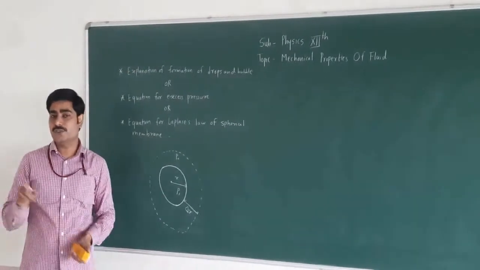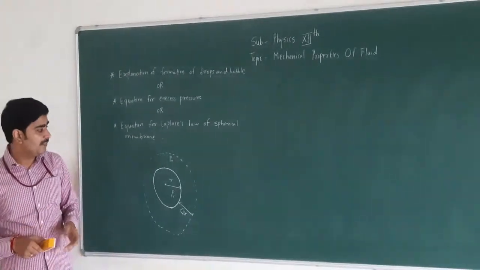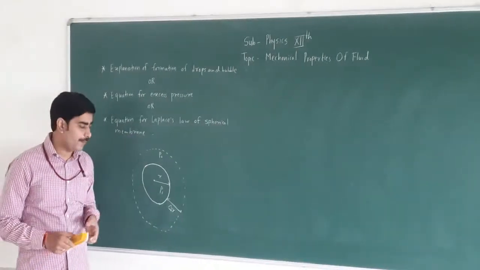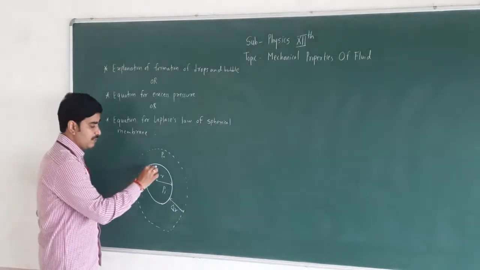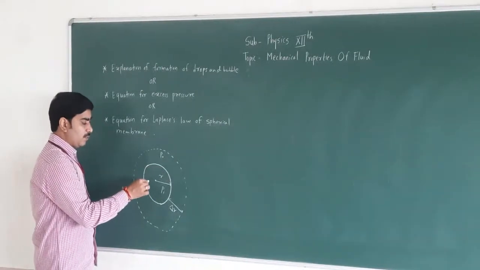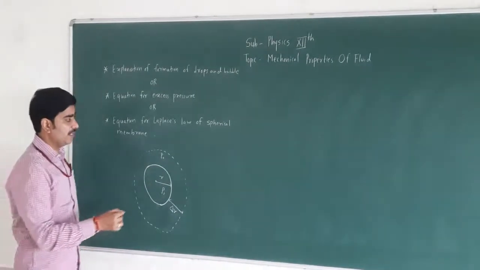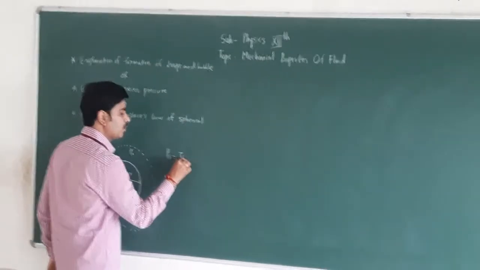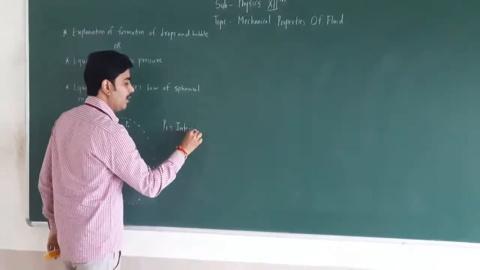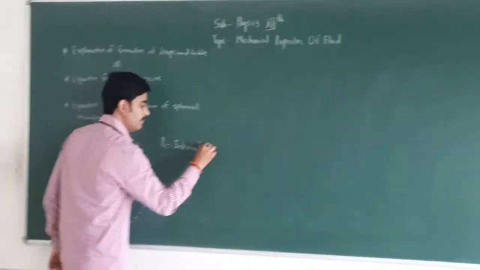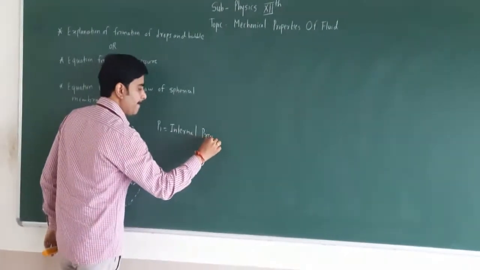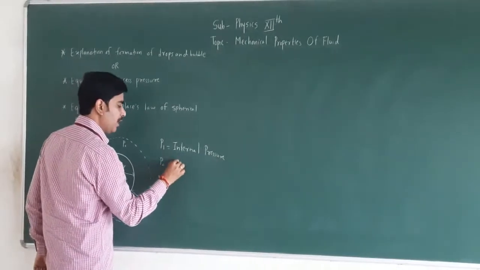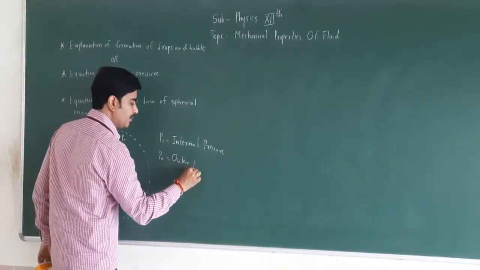So you should read the question very carefully. Friends, in order to write the equation, it is a total mathematical part. So I have drawn a spherical part. Here Pi is the internal pressure, and P naught is the outer pressure.